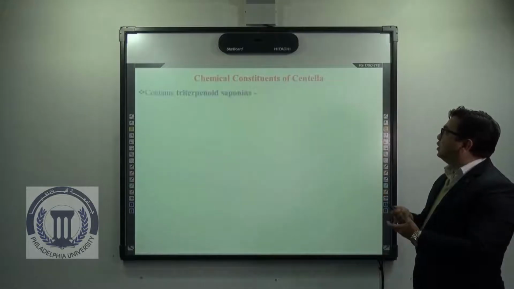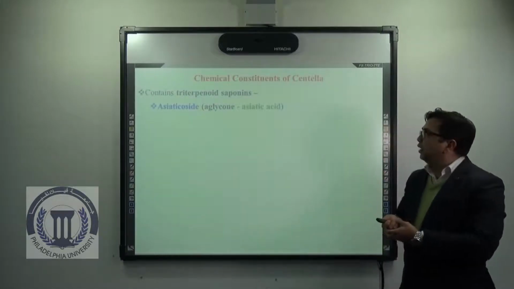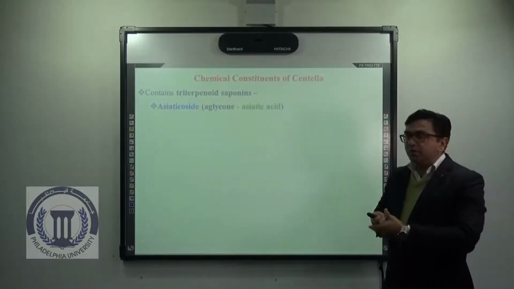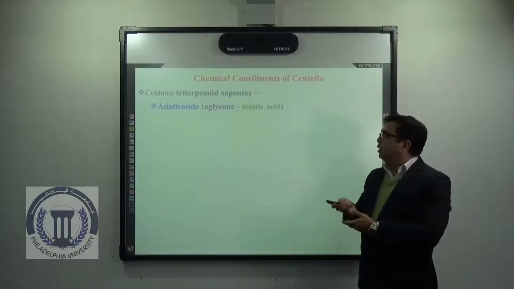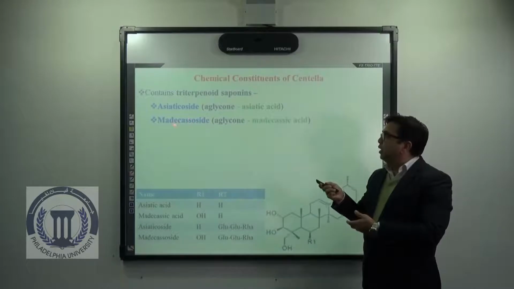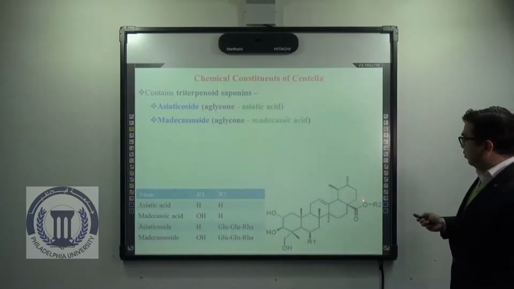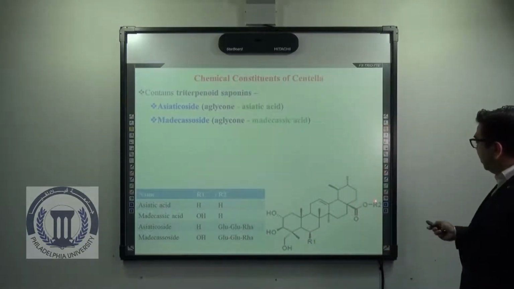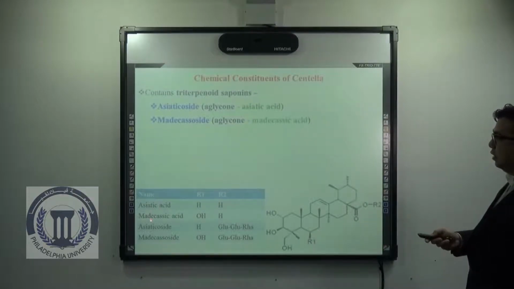Talking about the chemical constituents of Centella, they contain mainly triterpenoidal saponins, and two saponins mainly. The first one is known as asiaticoside, which is also known as centelloside, and it contains the glycan known as asiatic acid. The second one is madecassoside, containing the glycan madecassic acid. If you look at the structure, they mainly differ in R1 and R2. In asiatic acid, both R1 and R2 contain only hydrogen atoms, whereas in the case of madecassic acid, the R1 contains a hydroxyl group.